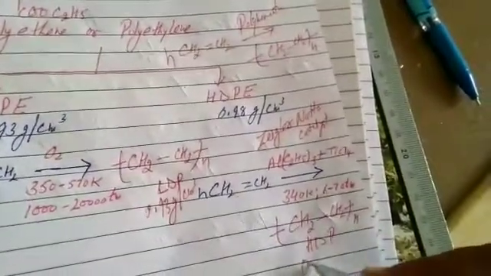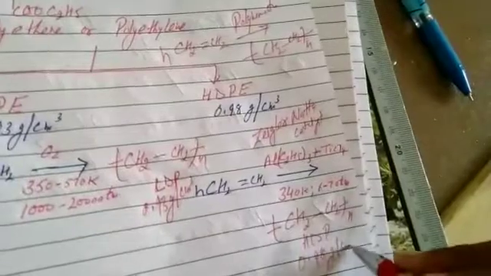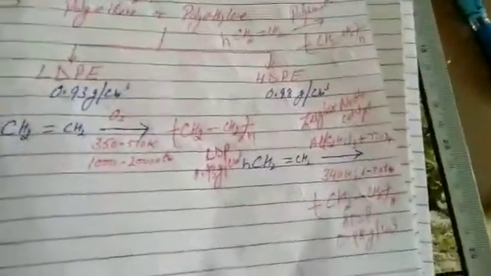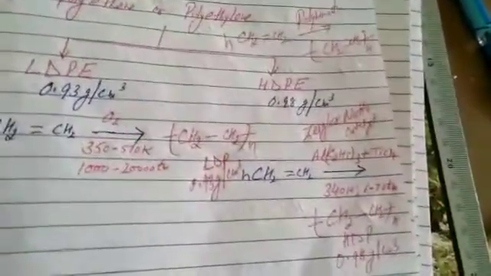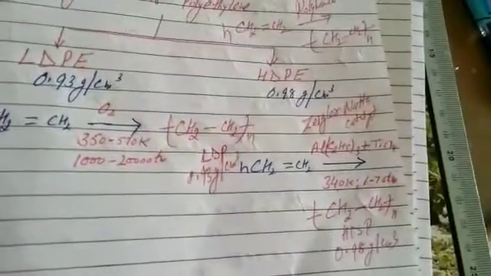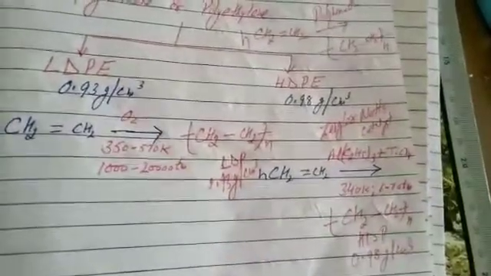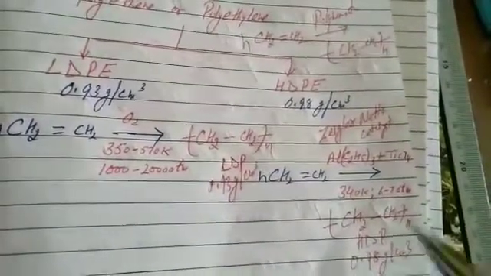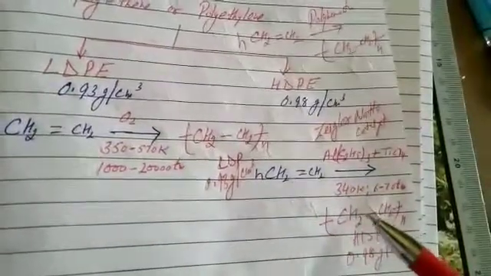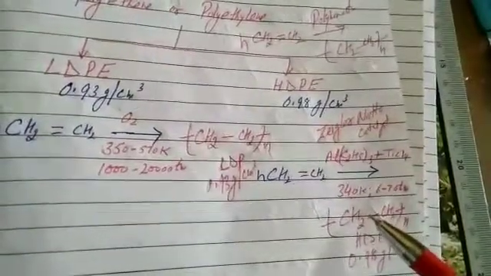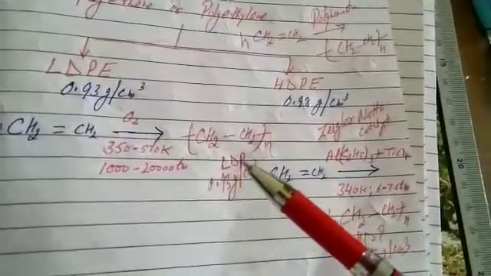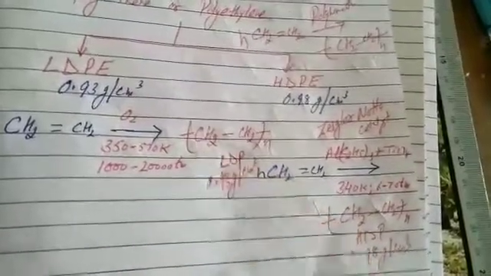Its density is 0.98 gram per centimeter cube. Equations are similar in both cases. One is low density, another is high density. Remember, high density is obtained when we use Ziegler-Natta catalyst, and low density is obtained when we polymerize with O2 in drastic conditions. High density polyethylene is the example of linear polymer, and low density polyethylene was the example of branched polymers when we studied the classification on the basis of structures.